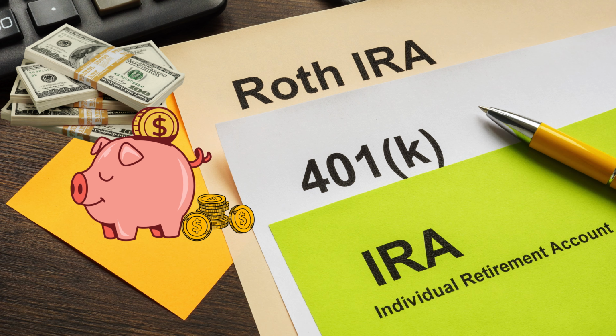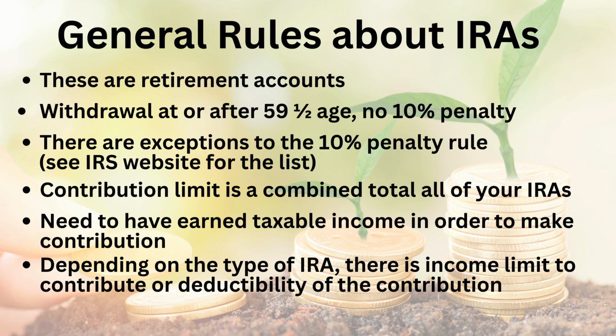They are the traditional IRA, Roth IRA and 401k. IRA stands for Individual Retirement Account. They are retirement accounts that the U.S. government has established rules and policies on. Here are some general rules that apply to all types of IRAs.